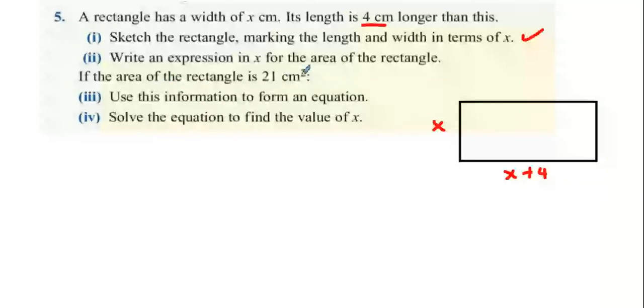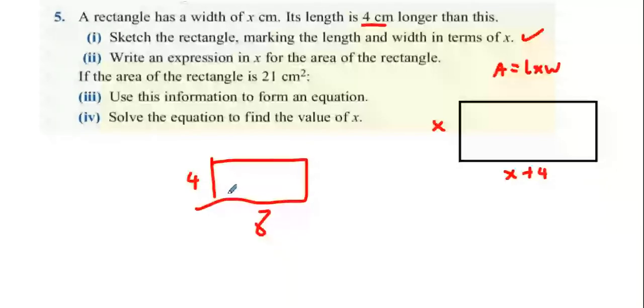Write an expression in x for the area of the rectangle. Well, area equals length multiplied by width. That's how you get the area. So for example, if I had a 4 by 8 rectangle, the area would be 4 multiplied by 8, which would be 32 centimeters squared. Okay, so we know something like that.